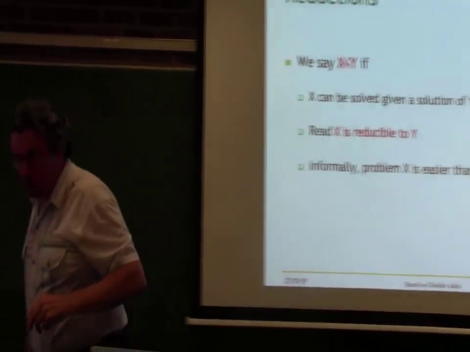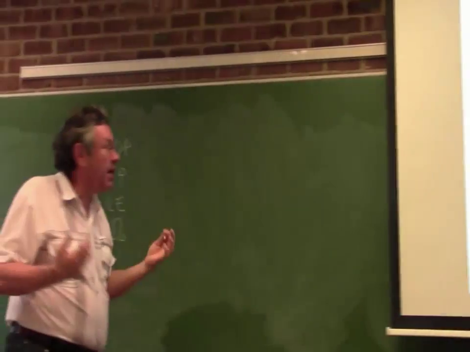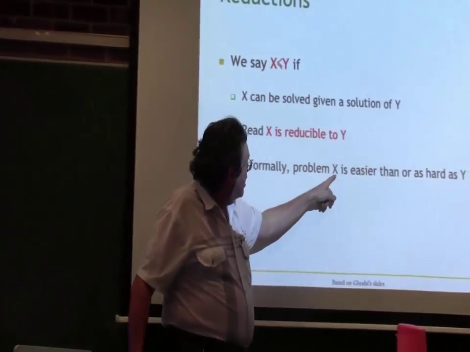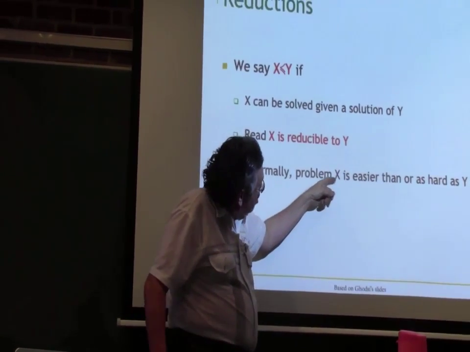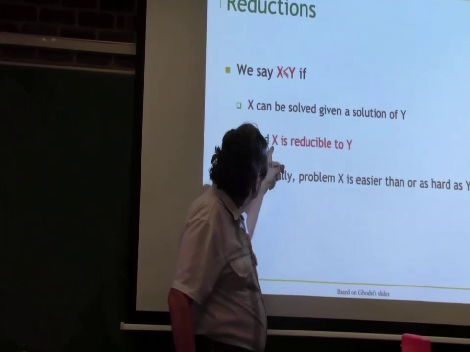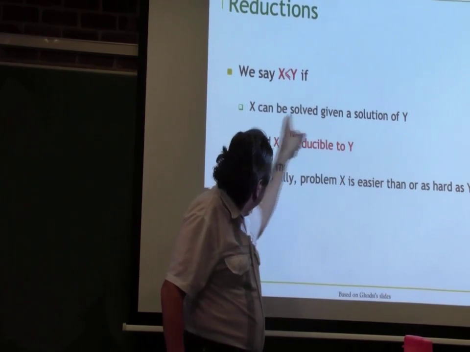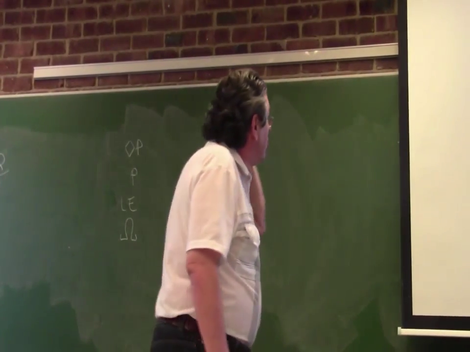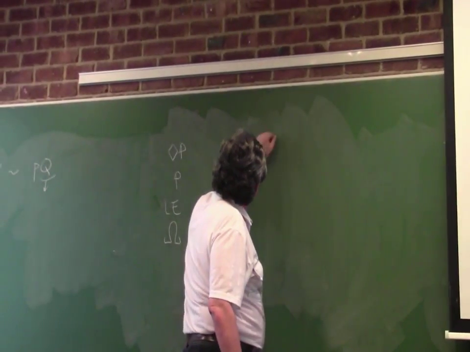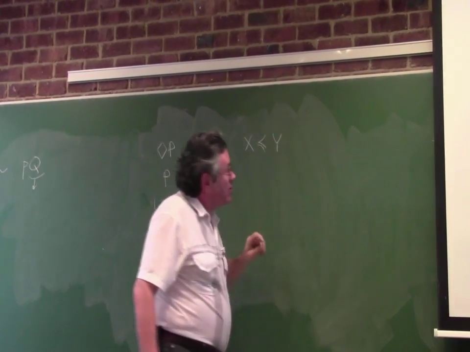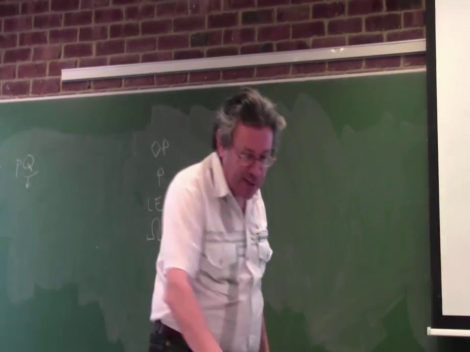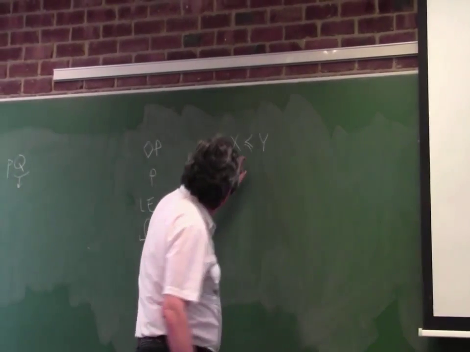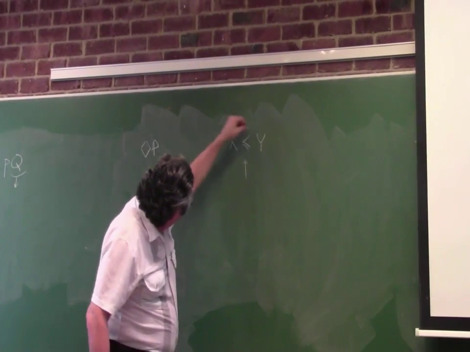So that is a definition of how problems are connected. So x is not harder than y. It's easier, or maybe as hard as y, but not harder. Because if you have an algorithm for y, you can use it to solve x. Okay? So that's the notion of reductions. X is reducible to y. So we're going to try to connect some of the things we know using this. So first of all, we want to investigate this thing.